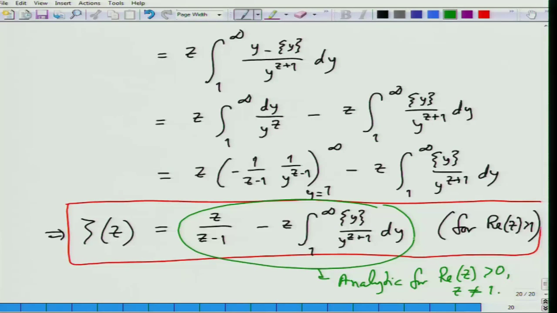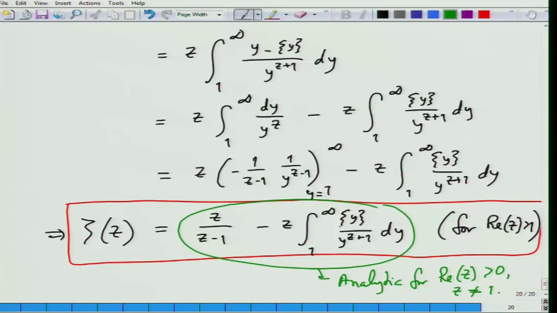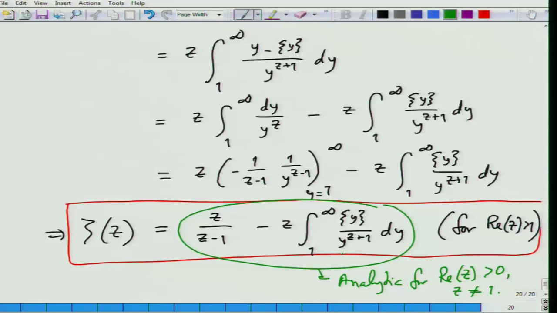If you look at this integral, as long as real z is greater than 0, y to the z plus 1, the real part of this is bigger than y to the 1 point something, and the fractional part of y is bounded by 1. So this integral converges absolutely as long as real z is greater than 0 to some finite value. Right, for every value of z it converges to some finite value, and the dependence on z is analytic, because the only dependence on z is y to the z plus 1.